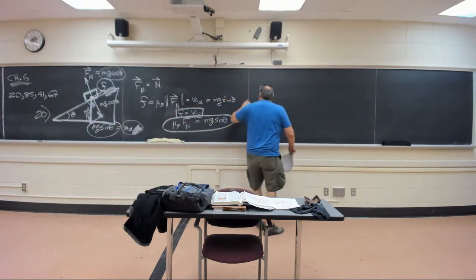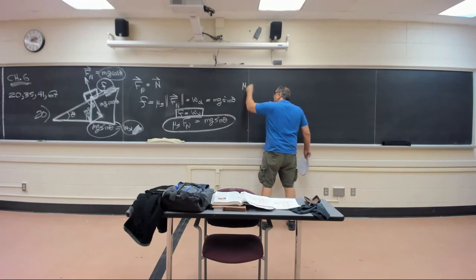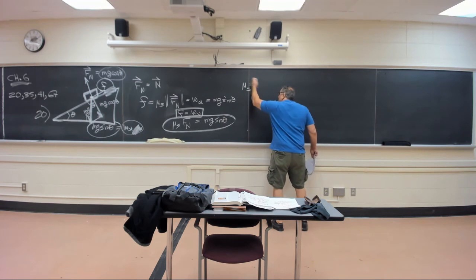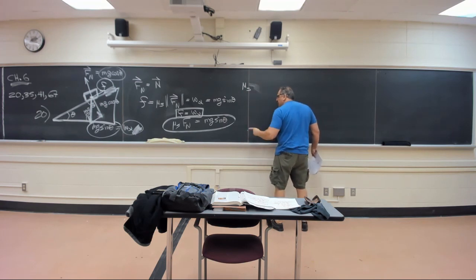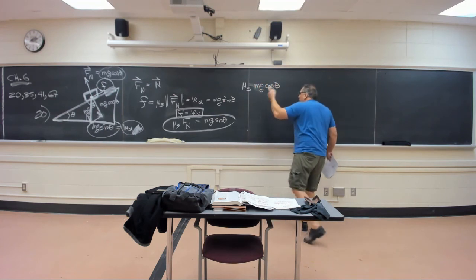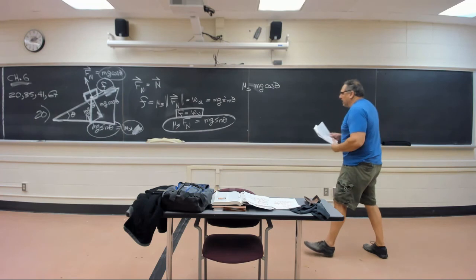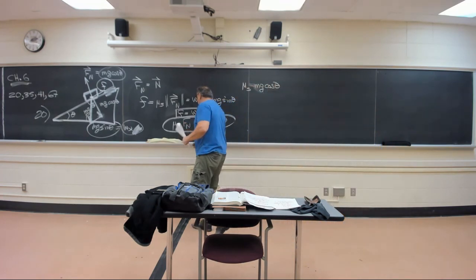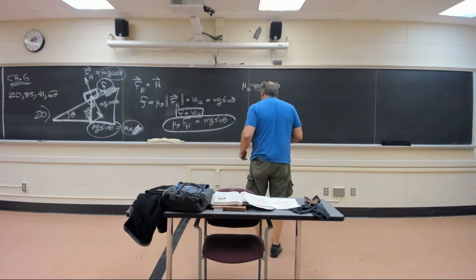So let's keep writing. Mu sub s times F sub n. F sub n is equal and opposite to the weight component going down, so it's equal and opposite to mg cosine theta. So mu s times mg cosine theta equals mg sine theta.